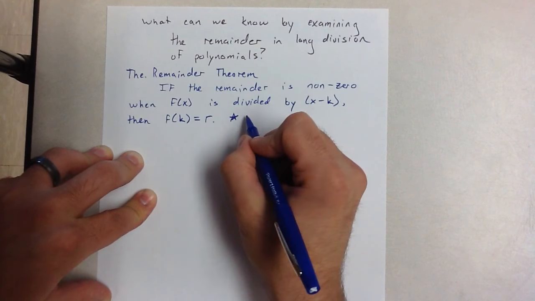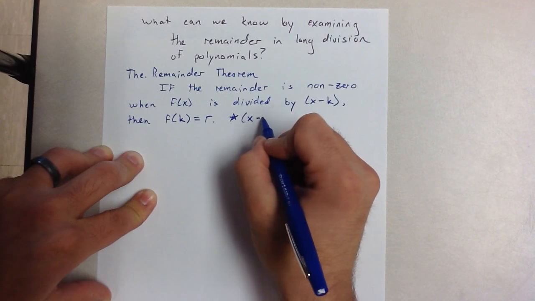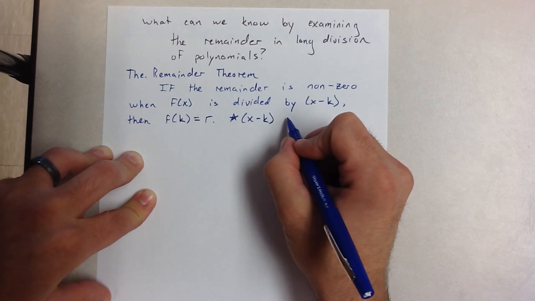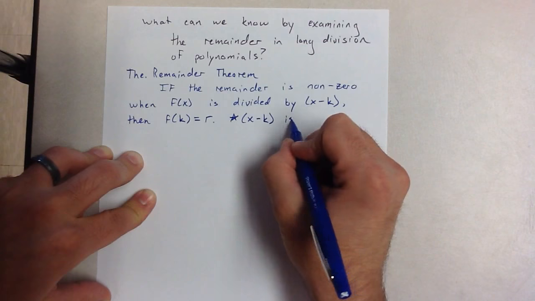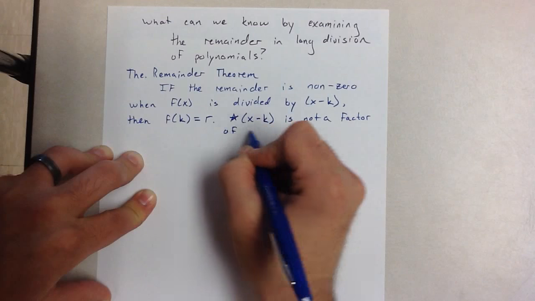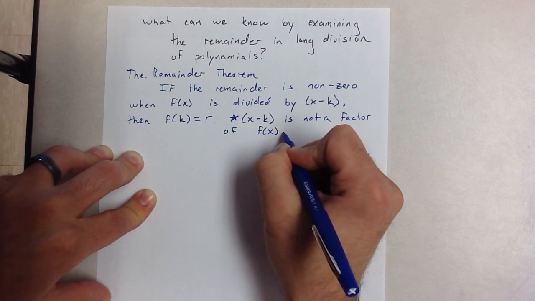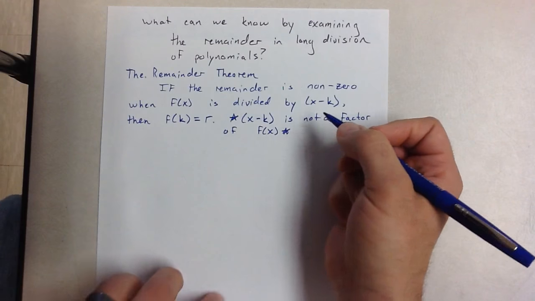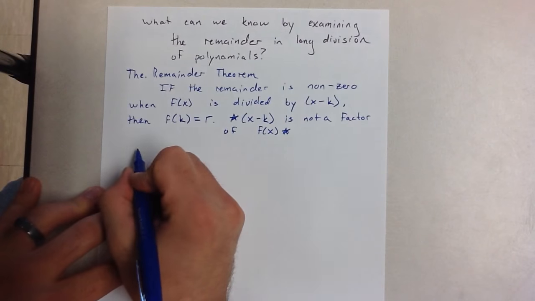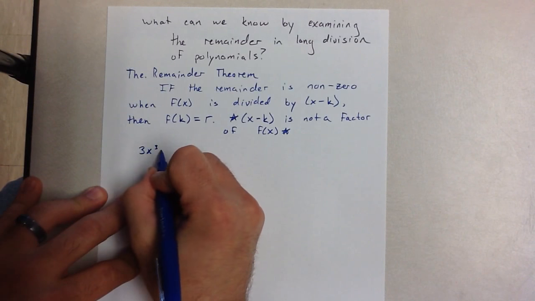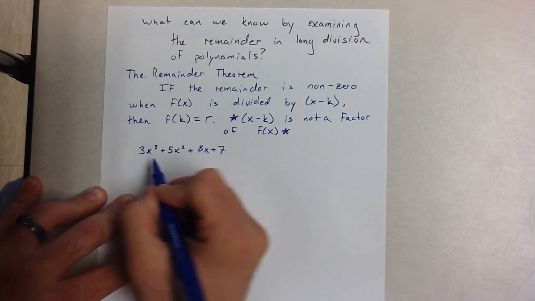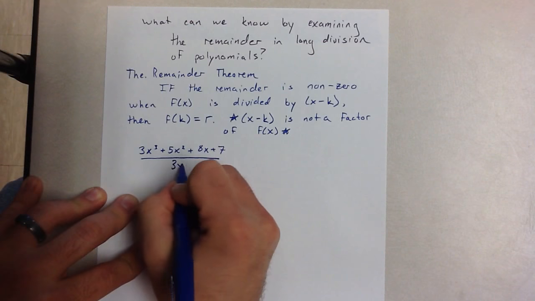But most importantly, what is crucial in this case, when the remainder is non-zero, is that this x minus k is not a factor of f of x. And that's our end goal, to get a polynomial into factored form. So this will tell us if something is or is not a factor. We had this situation in the previous video: 3x cubed plus 5x squared plus 8x plus 7. We divided that polynomial by 3x plus 2.